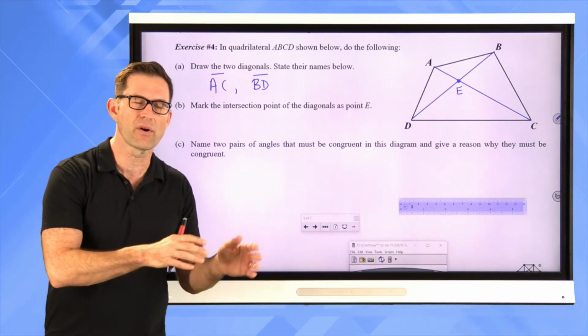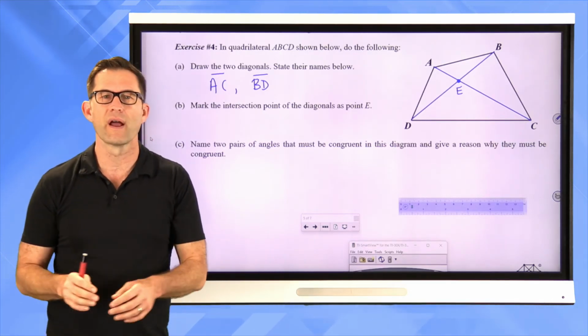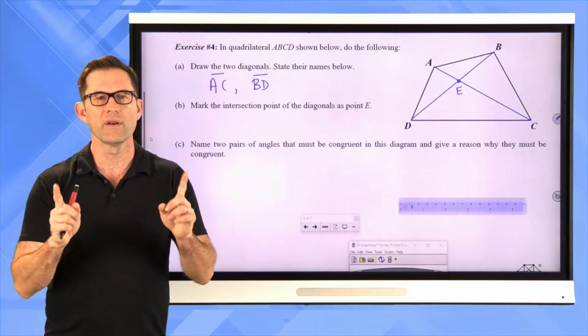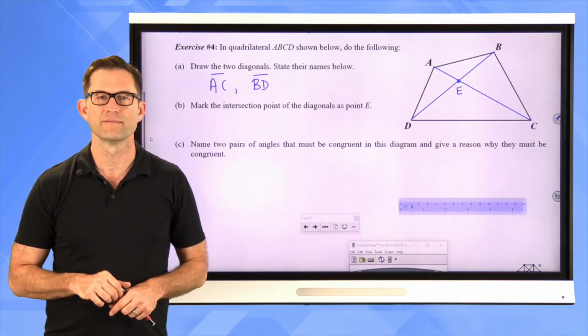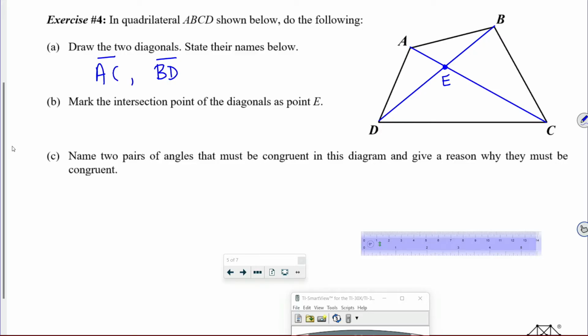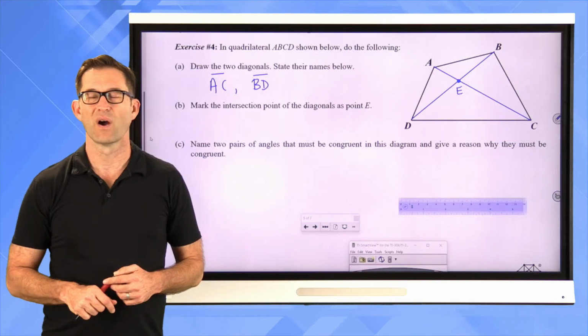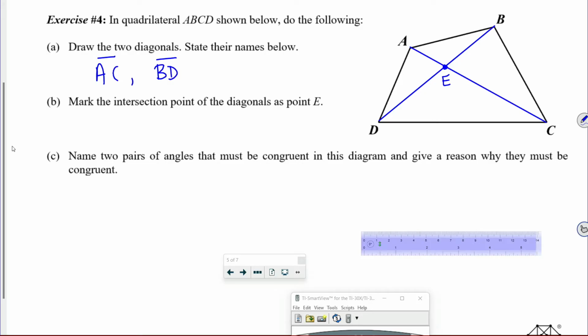I can say this particular angle is congruent to this one, and this particular angle is congruent to that one. I want you to name the two pairs of congruent angles and also tell me why they must be congruent. All right, well, I definitely know that AEB is congruent to DEC. Angle AEB is congruent to angle DEC. And I know that angle AED is congruent to angle BEC.